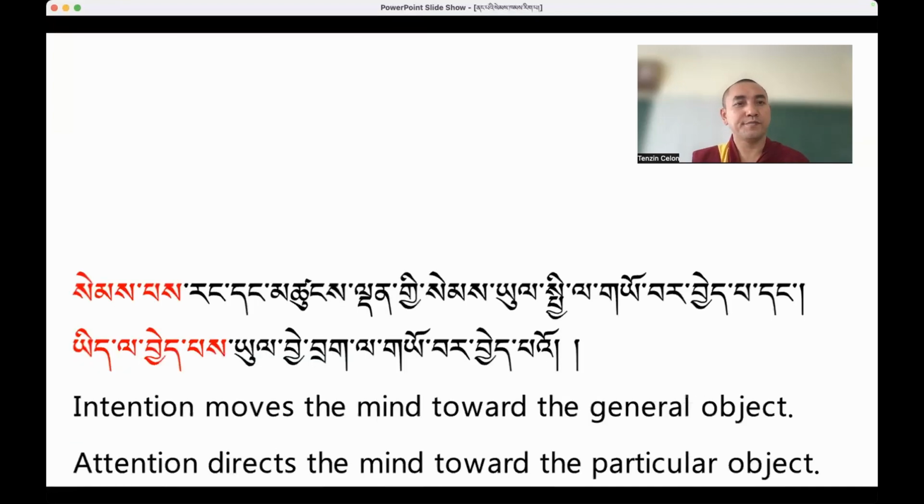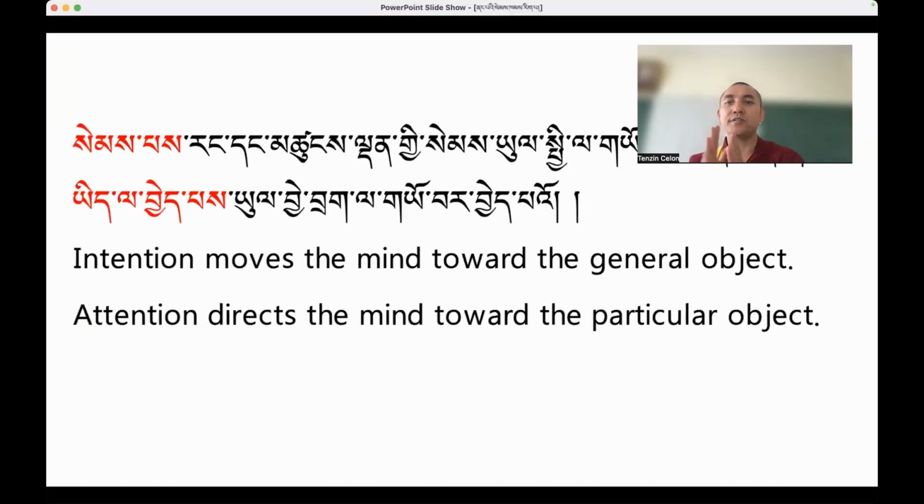So what is the difference between intention and attention? Intention moves our mind towards general objects, but attention directs our mind towards particular objects. So this is the difference between intention and attention.